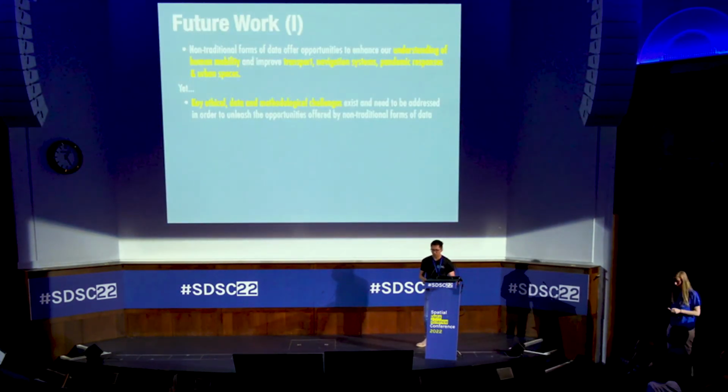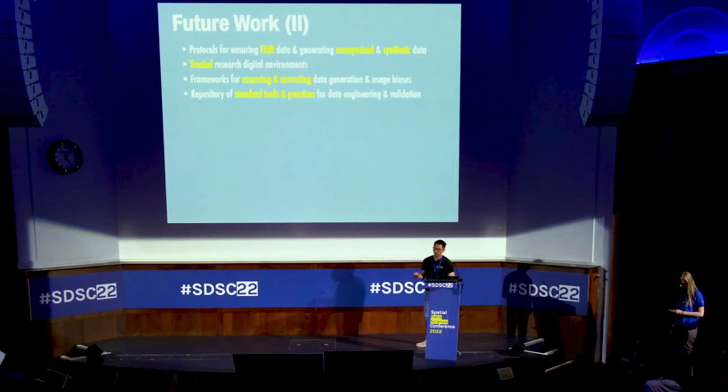So I guess some final bits here. There are opportunities from mobility data, but also some quite big challenges that we need to navigate through before we can unleash all of those opportunities. And I think where work needs to be done is developing protocols to ensure that the data are FAIR, so that they are findable, accessible, interoperable, and reusable. That could be through synthetic data, through simulated data.